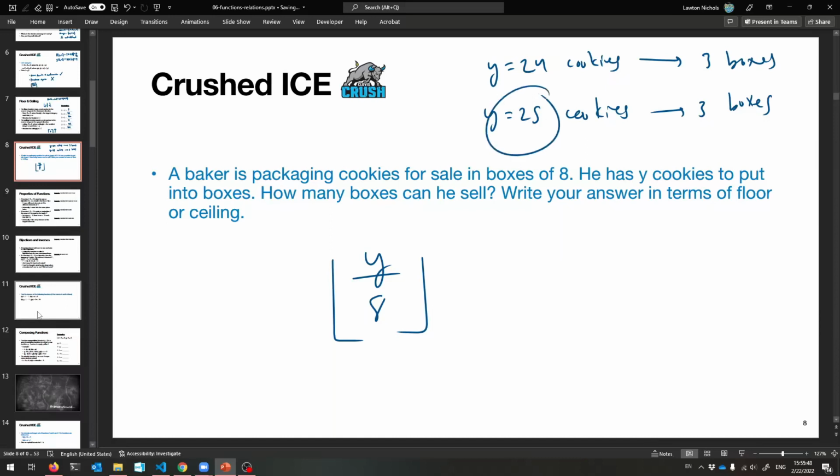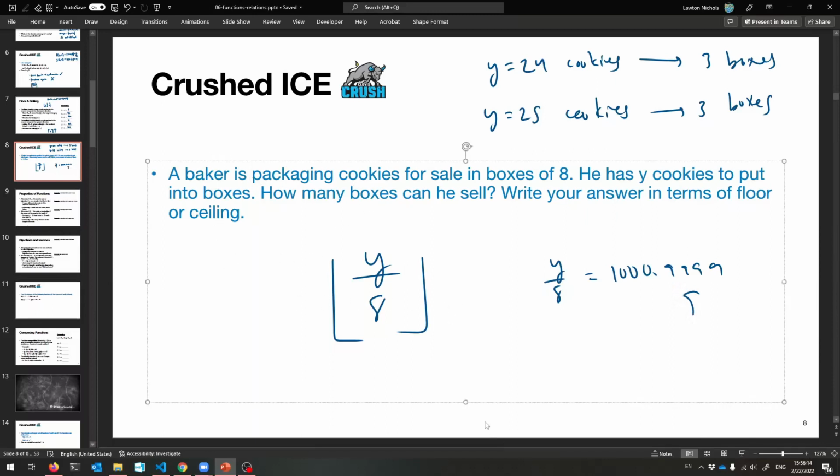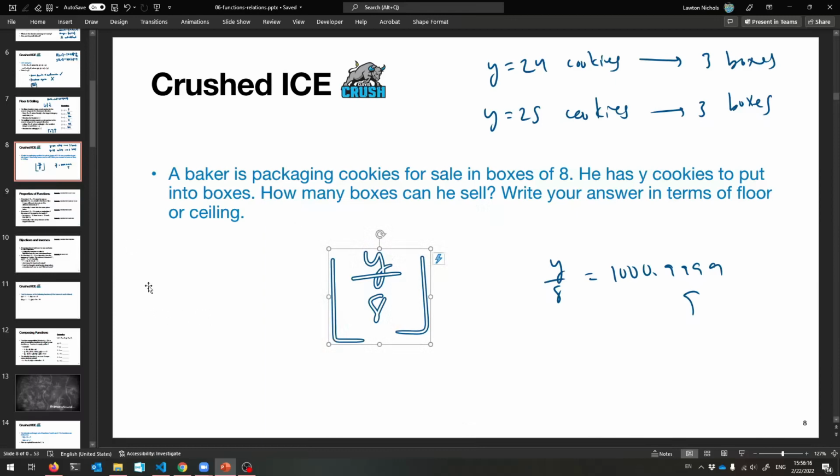You divide it by 8, you get 3 point something, and you have to round it down always, because if you have just a few extra cookies that doesn't make another 8, that won't work out. So like if y over 8 was equal to 1,000.9999, you can't make that 1,001st box, okay? That is unfortunate, but the floor operation says exactly what you can do in this situation, okay?